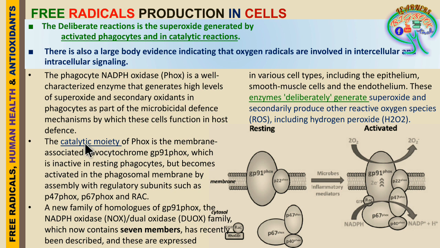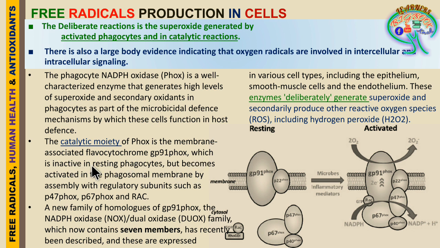When you consider the catalytic moiety, you know that every enzyme is a catalyst, which acts to complete the reaction. The moiety has two functions: it can rest the metabolic activity or it can activate it. Either it can switch on or switch off the activity. That is the main feature of this phox enzyme. So the catalytic moiety acts on the associated flavocytochrome gp91phox, which is the transmembrane protein, which is the receptor, or it can be a signaling path.